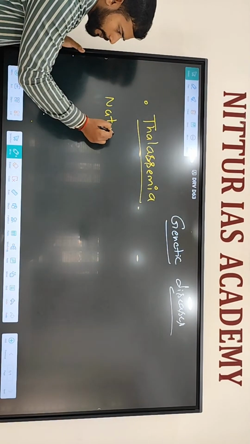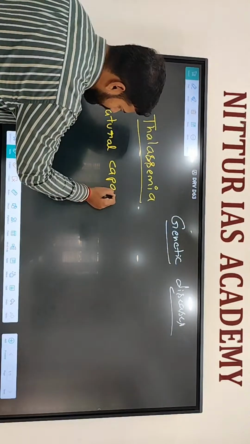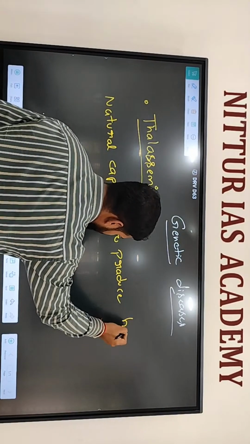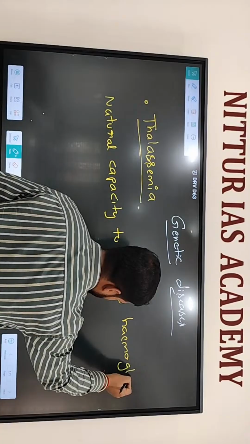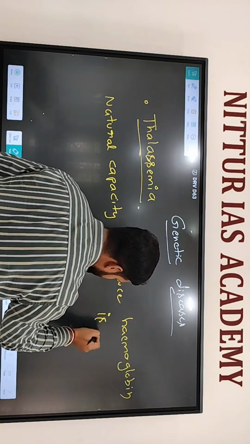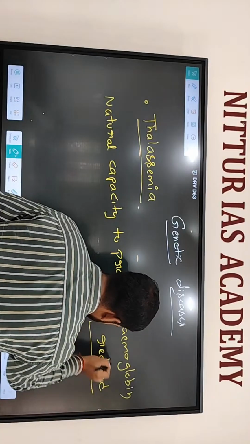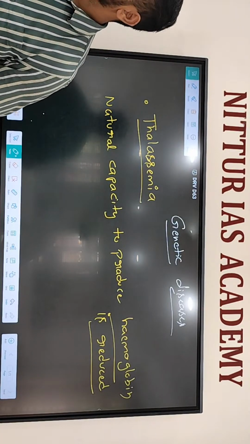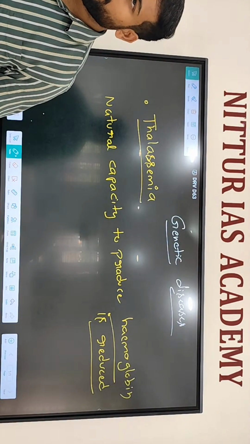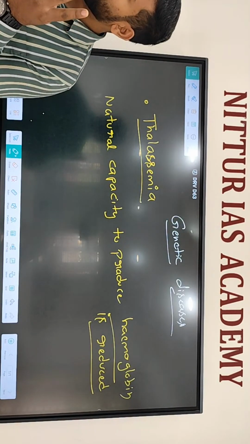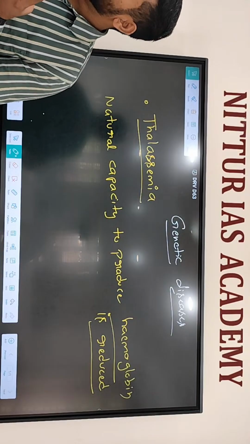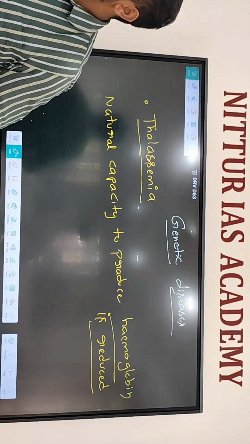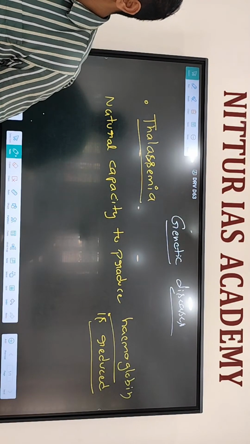Thalassemia is a condition where the natural capacity to produce hemoglobin is reduced. For example, in your home, your mother cooks, right? You need 3 chapatis for breakfast. If she says from tomorrow, I can only make 1 chapati, what will happen? You will not be satisfied. You will still be hungry. You will feel a little dizzy, right?